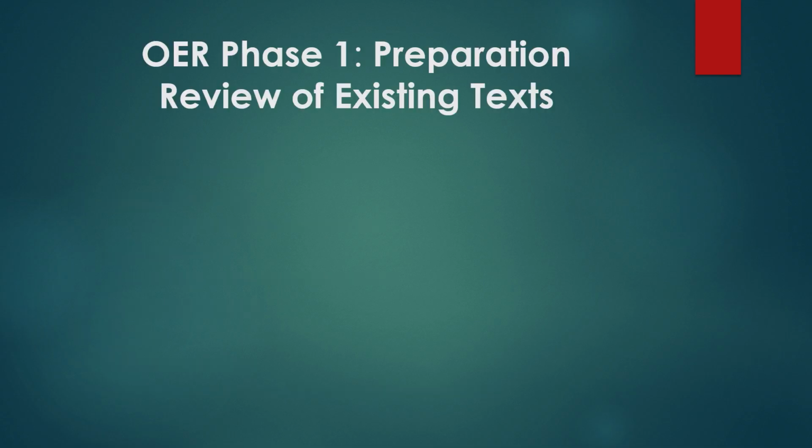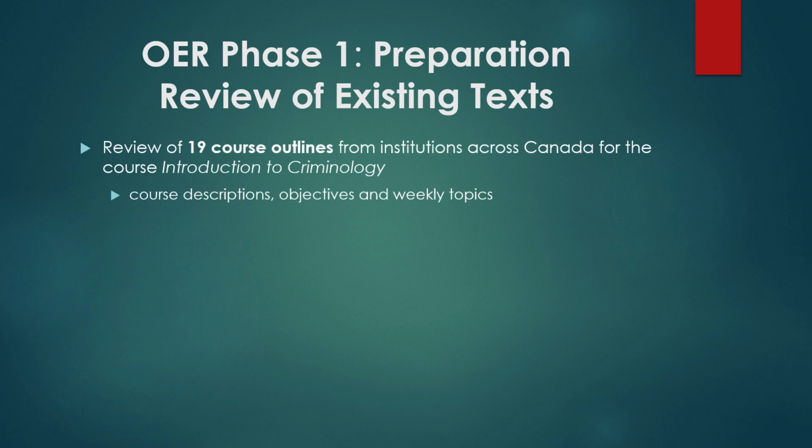So phase one, preparation. The review of existing textbooks was conducted by a student assistant, and this work began in the fall of 2019. There were 19 course outlines from institutions across Canada for the course typically called Introduction to Criminology. In this review, the student provided a summary for all of the course descriptions, course objectives, and weekly topics.